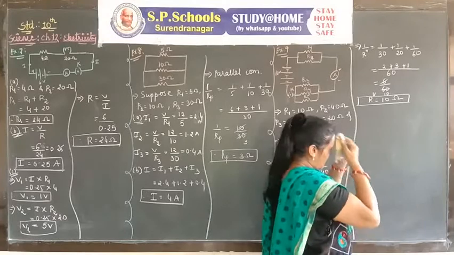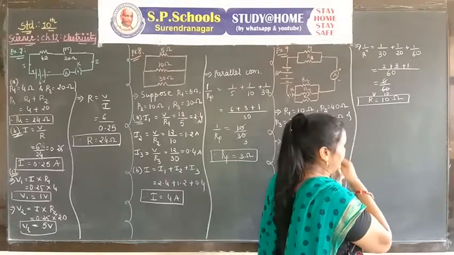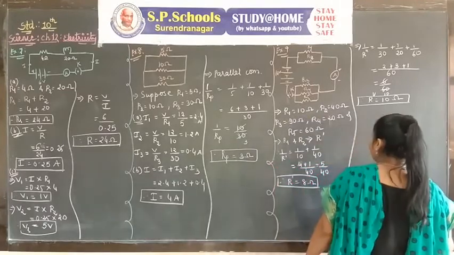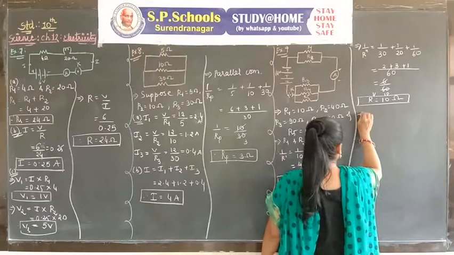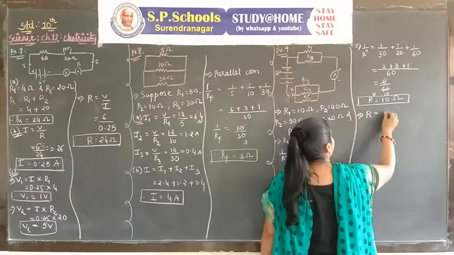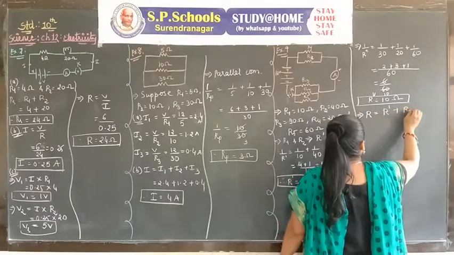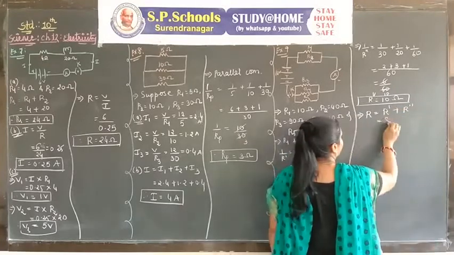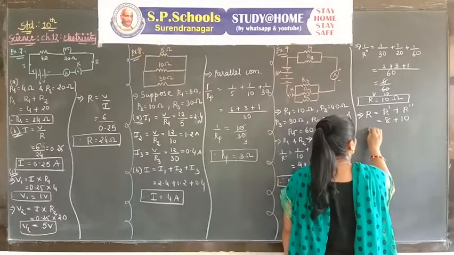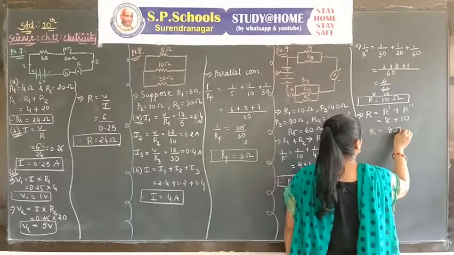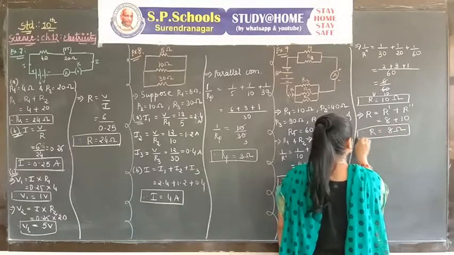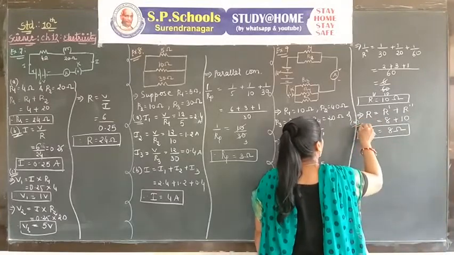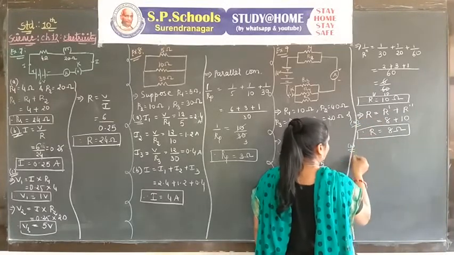If we want to find the total resistance, we can simply sum all the resistances. So we find R is equal to R dash plus R double dash. We find R dash already 8, R double dash 10. So R series is equal to 18 ohm. We can find it, and now go through B.